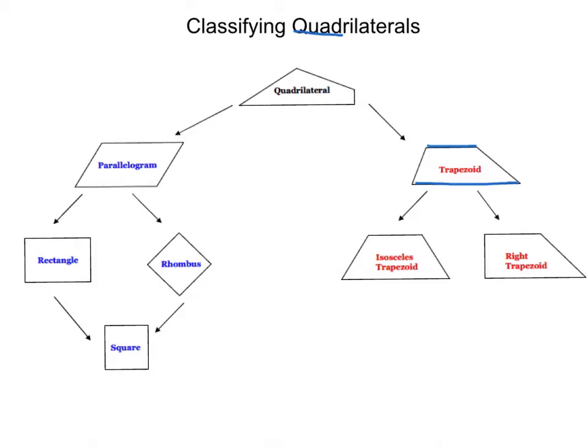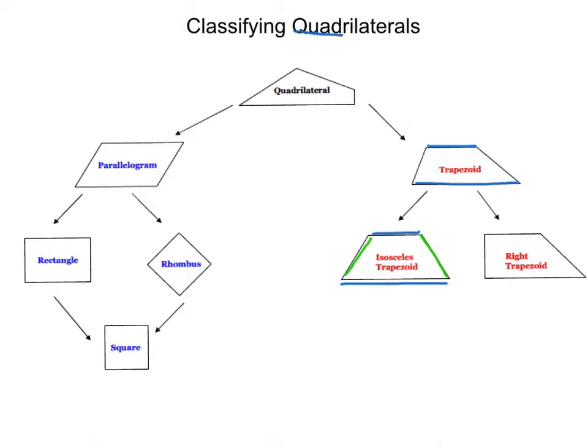Now within the trapezoid, there are 2 other types of trapezoid that are relatively common, so they've earned their own names. One of them is the isosceles trapezoid. If you remember from when we talked about triangles, isosceles triangles have 2 sides that are equal. The same thing is true of an isosceles trapezoid. If you have 2 sides of a trapezoid that are the same length, then you have an isosceles trapezoid. So we have two sides that are the same length, and then we also have the top and the bottom, which are parallel. That makes it an isosceles trapezoid.